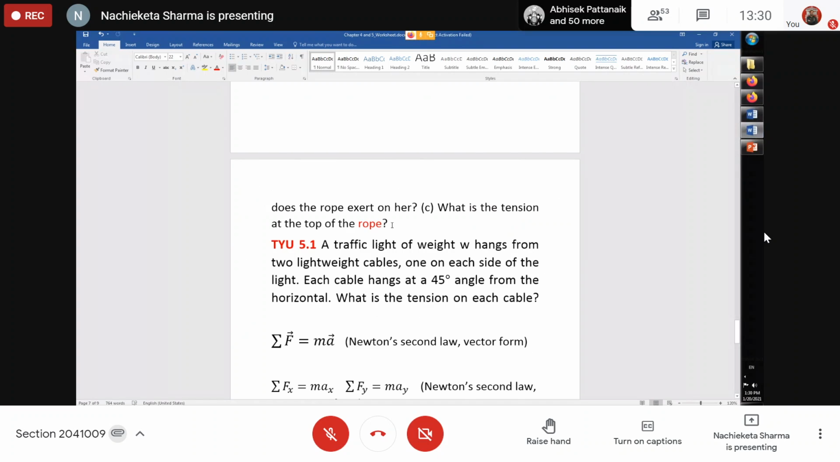A traffic light of weight W hangs from two lightweight cables, one on each side of the light. Each cable hangs at a 45-degree angle from the horizontal. What is the tension on each cable? That we have to do.